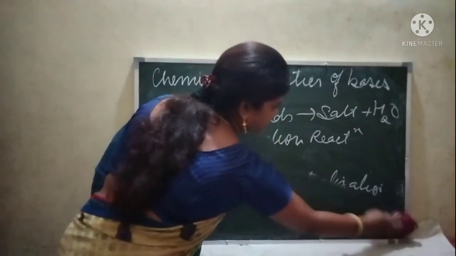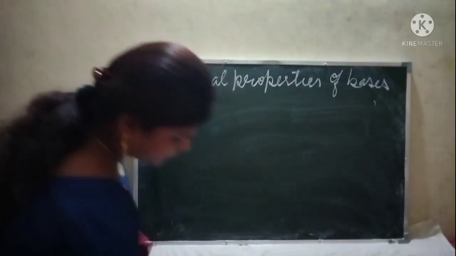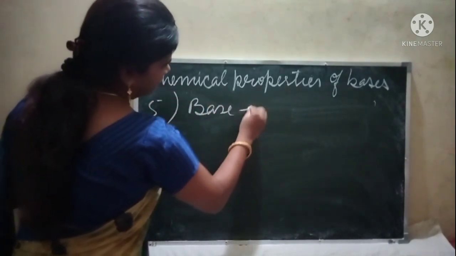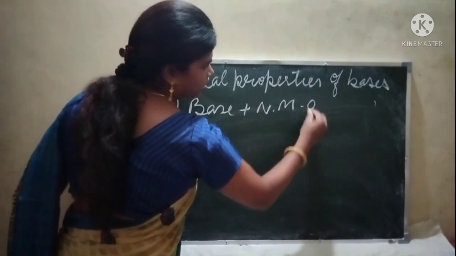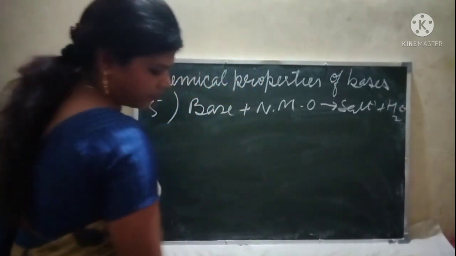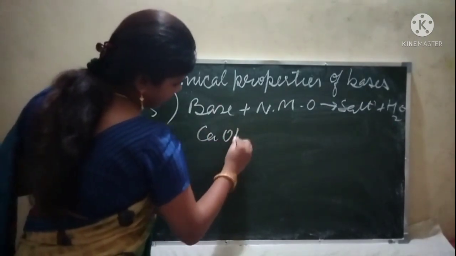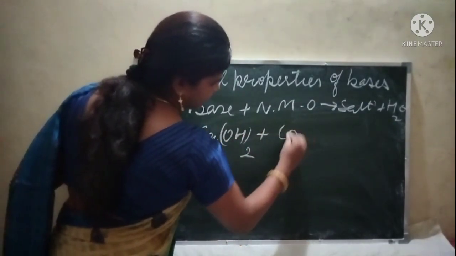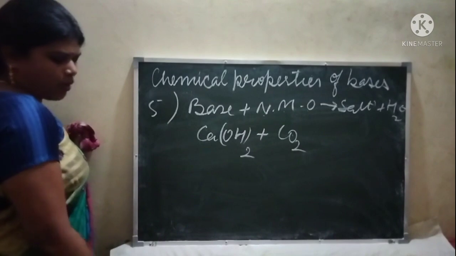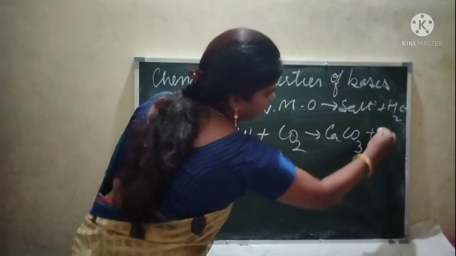Now let's take another example. When base reacts with non-metal oxide, it gives salt plus water. Take the example of calcium hydroxide, a base, reacting with carbon dioxide, a non-metal oxide. So what will it give? It will give calcium carbonate plus water.